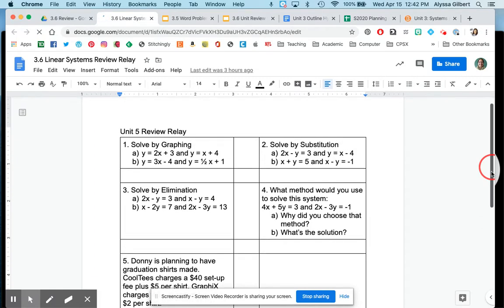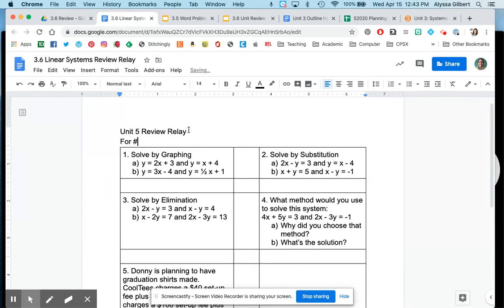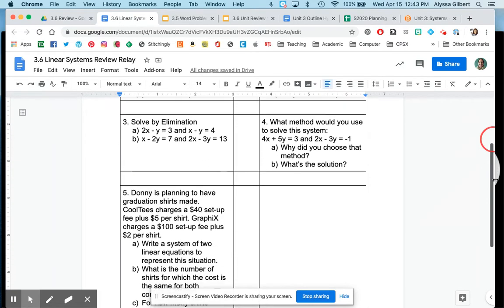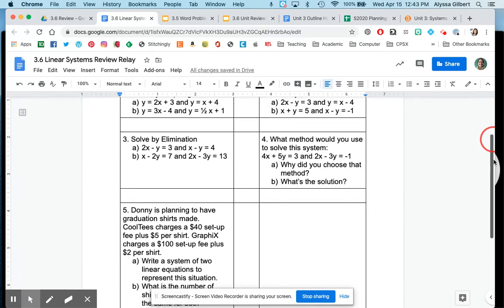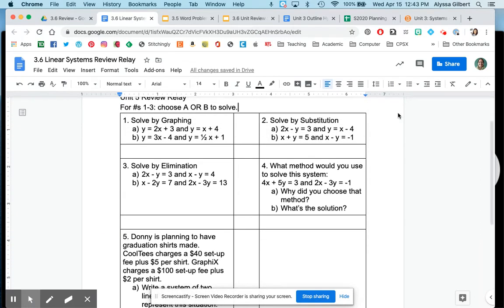So for numbers 1, 2, and 3, you can pick either A or B. Choose A or B to solve. You do not have to do A and B. You can choose to solve A or B for number 1, 2, and 3. You're going to do those solutions on a separate piece of paper, or if you want to do it in a Google Doc or however you choose to do it, you can do it there.